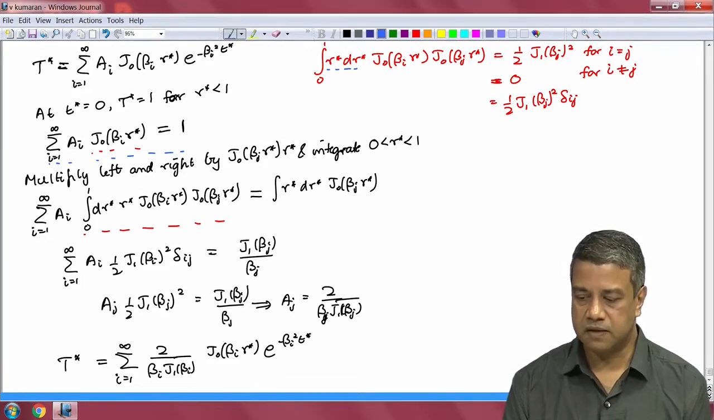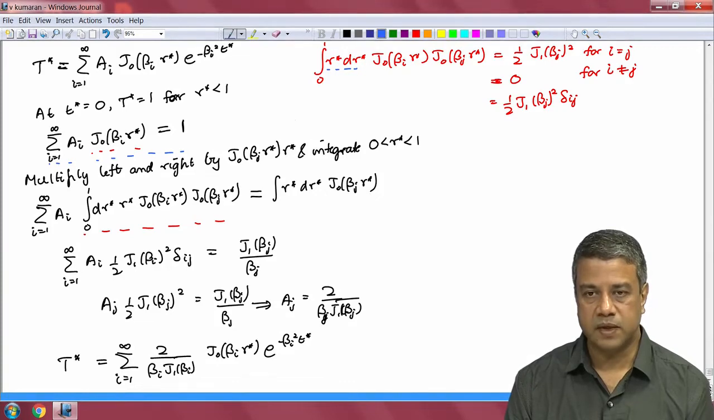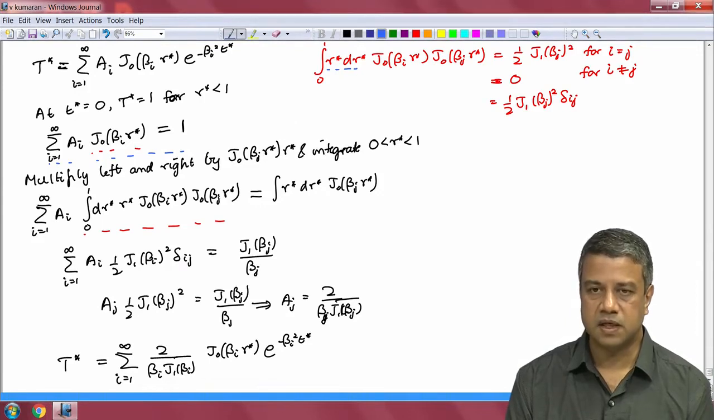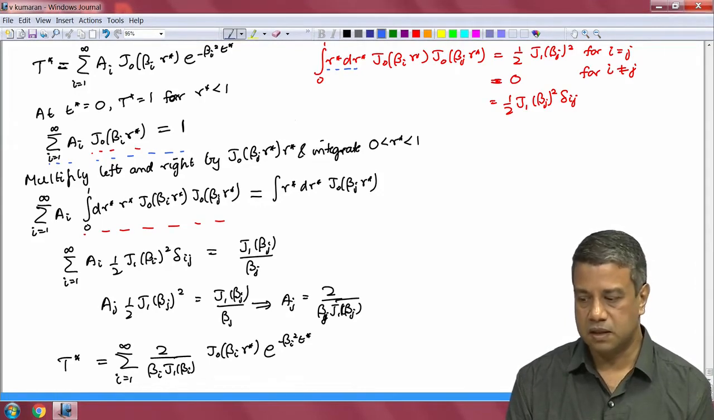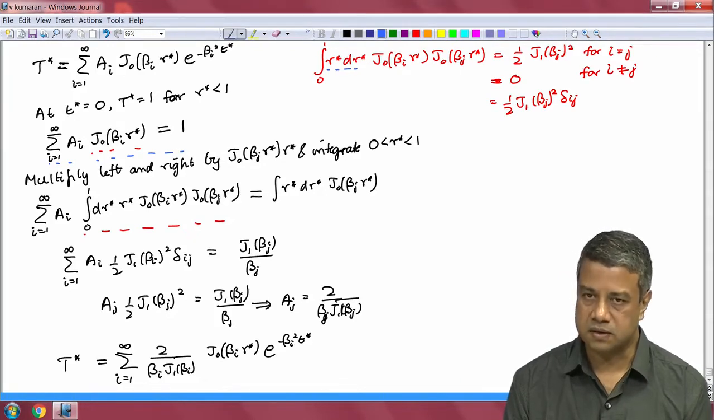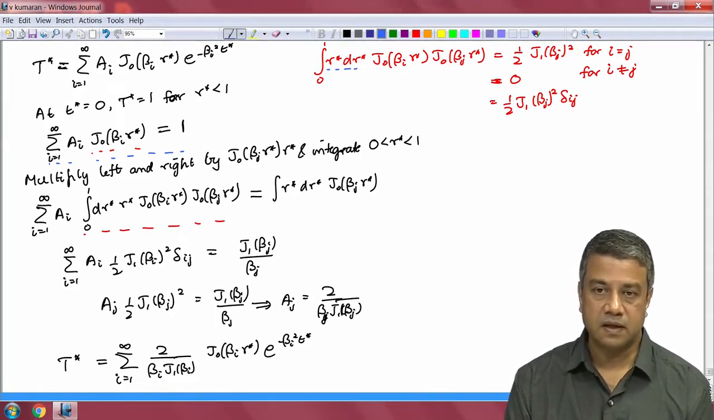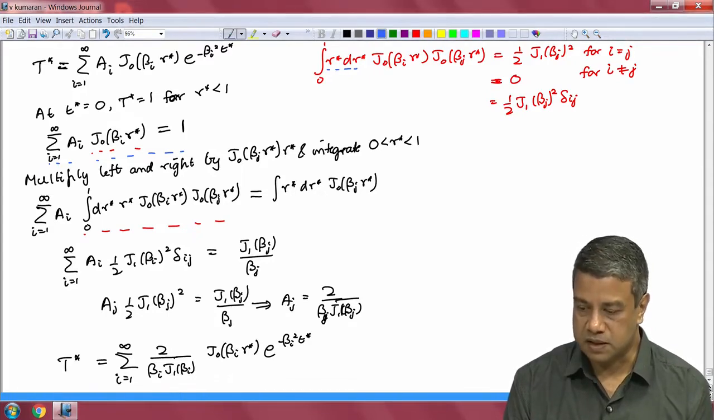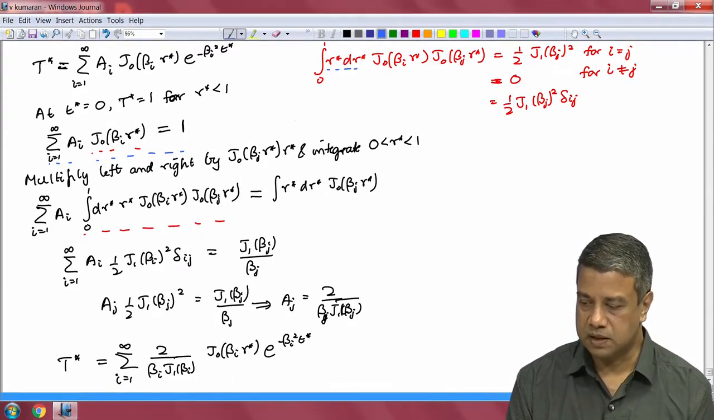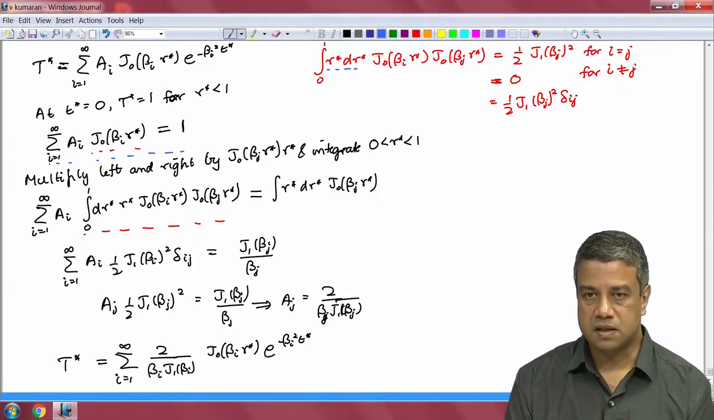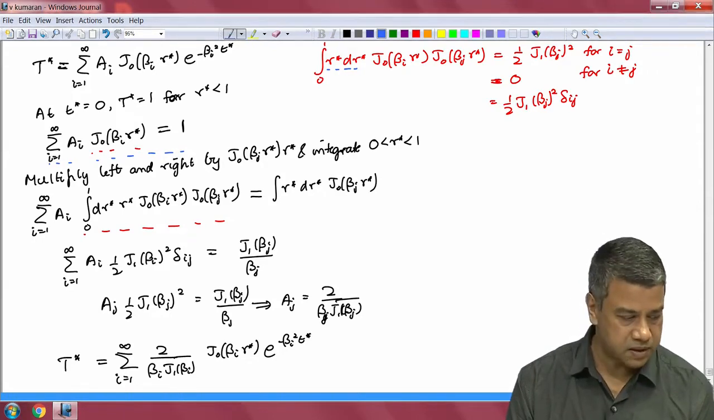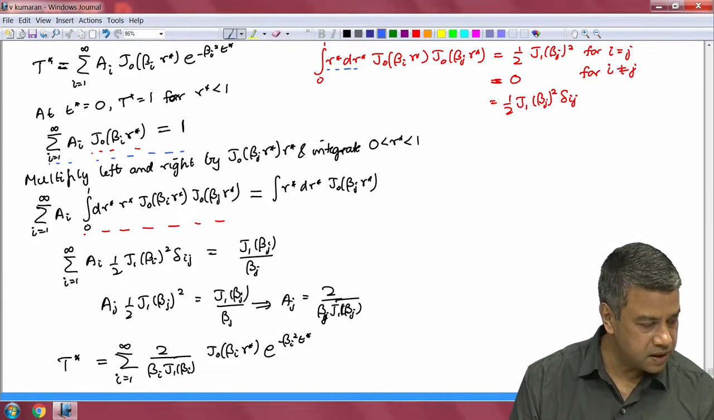That is, if I have functions j 0 of beta I r and j 0 of beta j r, both of these beta I and beta j satisfy the homogeneous boundary condition. That is, j 0 of beta I is equal to 0, it is a 0 crossing, and j 0 of beta j is also 0, it is also a 0 crossing. Then if I take two such functions, multiply them by each other, integrate from 0 to 1, the integral is 0 if I is not equal to j. It is non-zero only if I is equal to j.